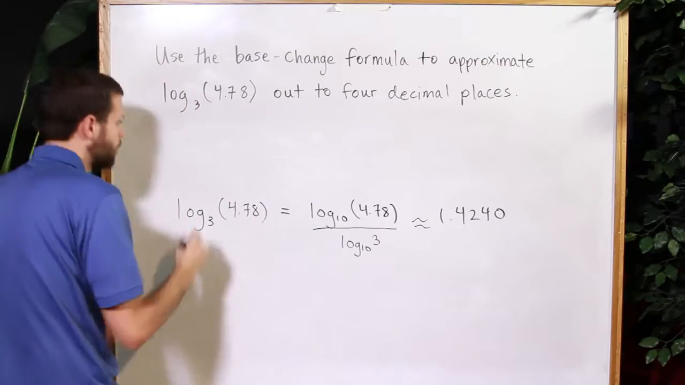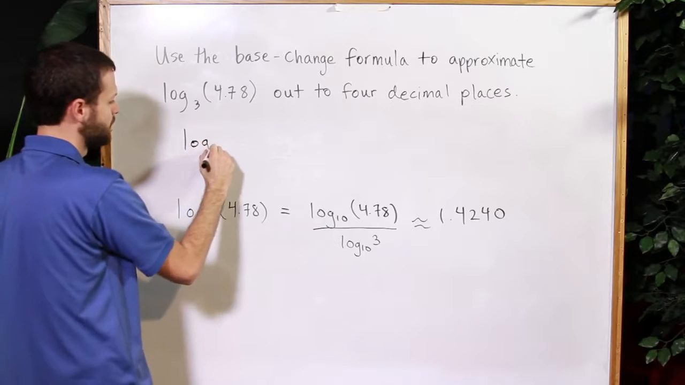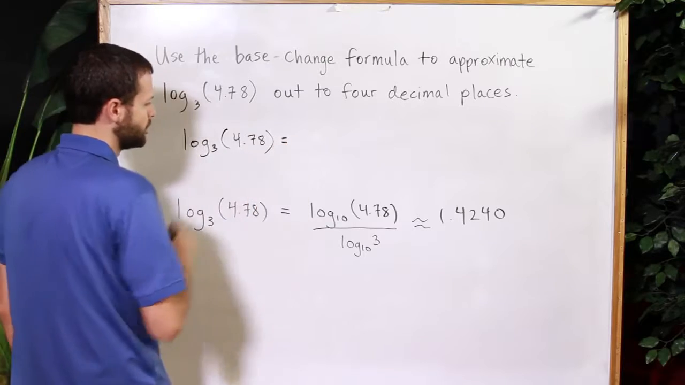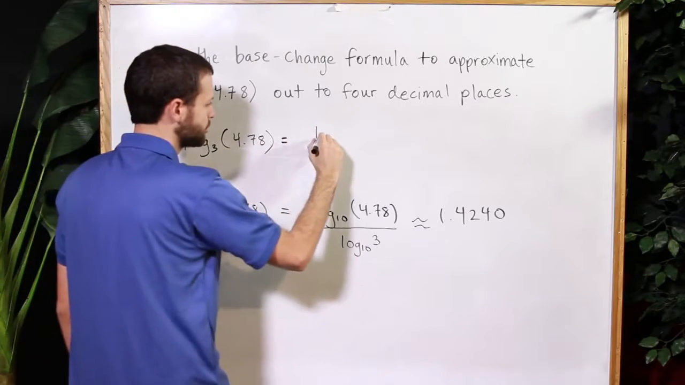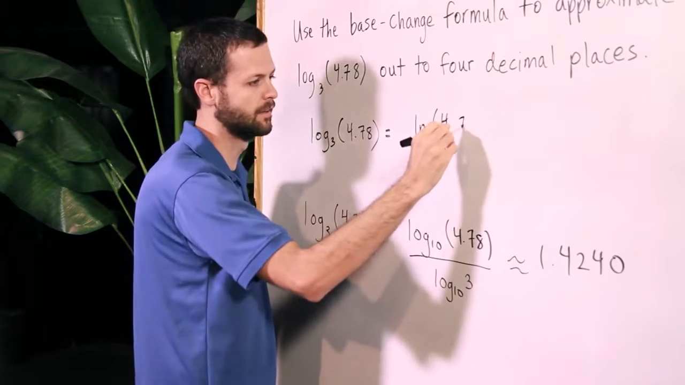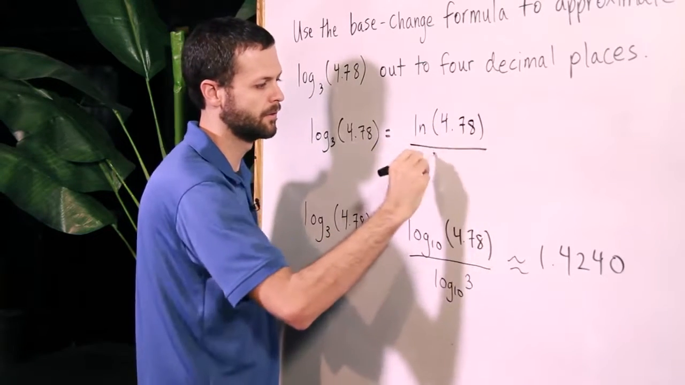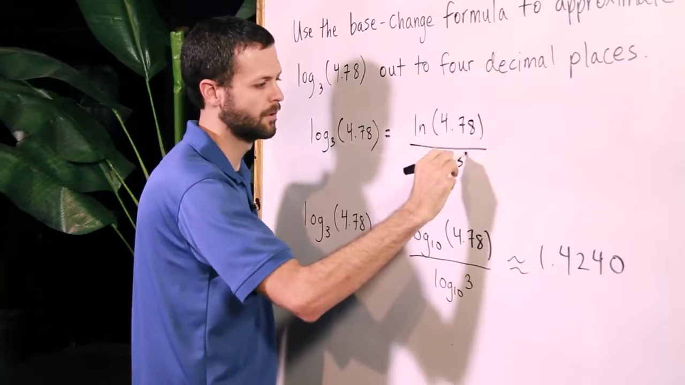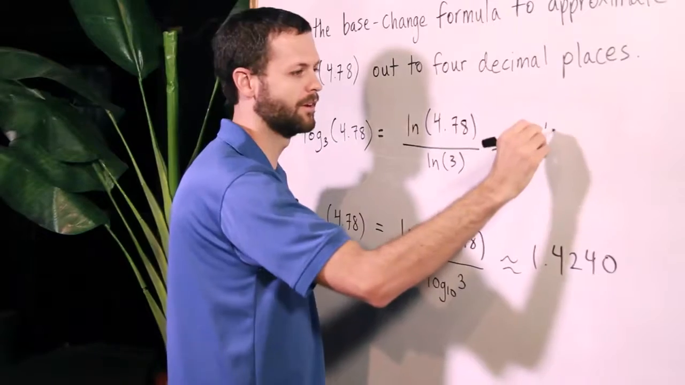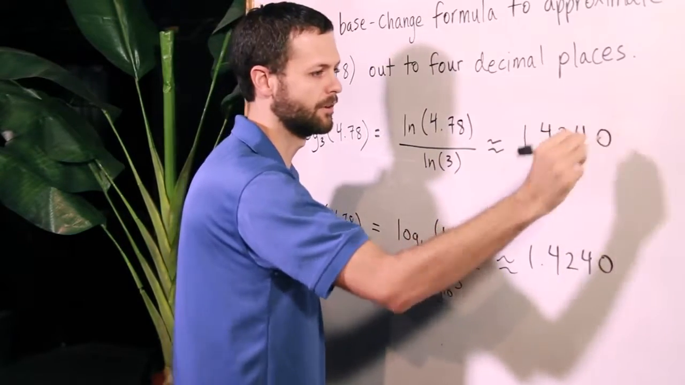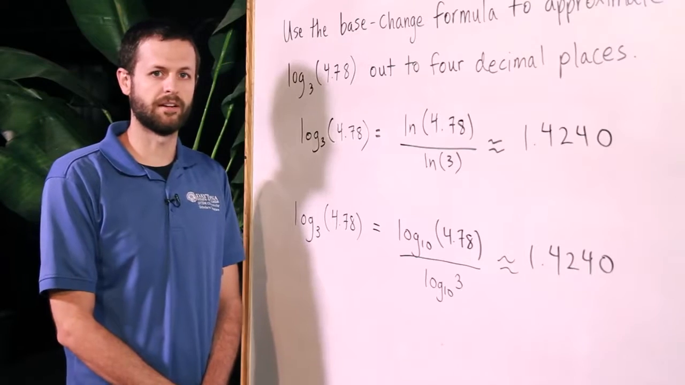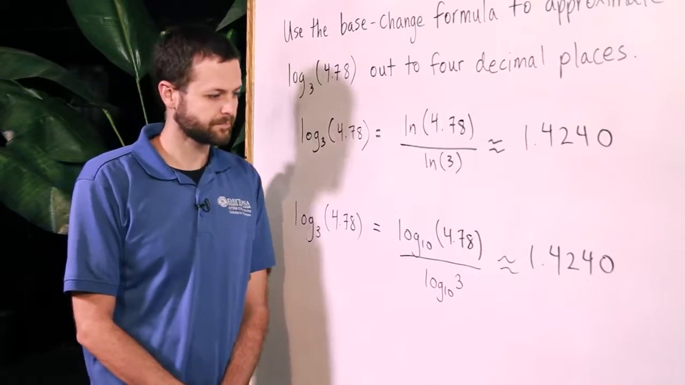So this time, we're going to take log base 3 of 4.78, and we want to use the natural logarithm. This, remember, just means log base e. This also works out to be about 1.4240. So as you can see, you get the same answer either way. And I encourage you to check that yourself on your calculator.